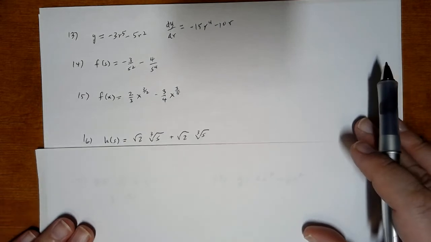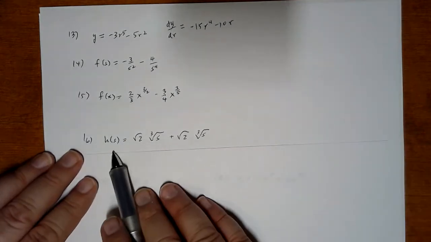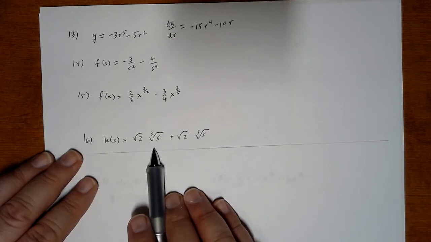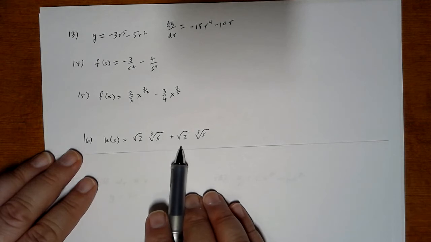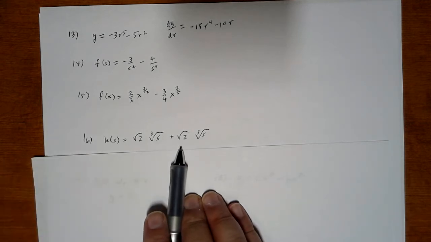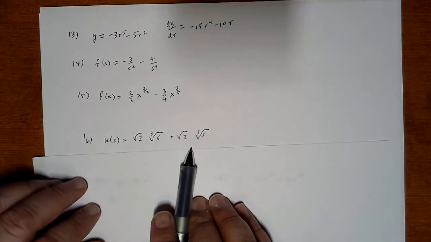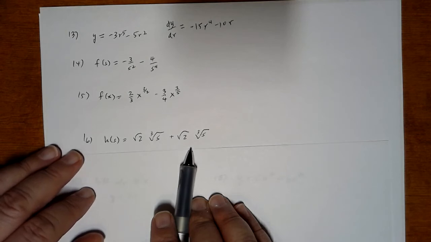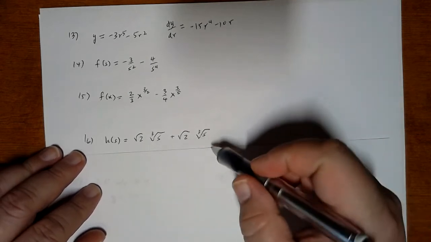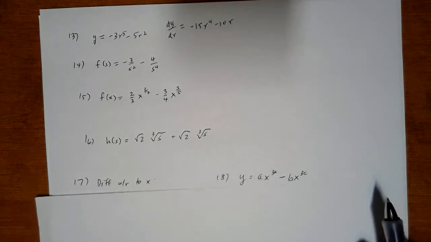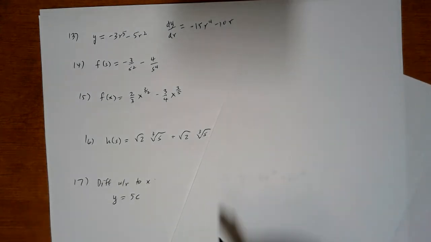Okay. Number 16, h of s is equal to the square root of 2 times the cube root of s plus the square root of 2 times the cube root of s. Okay, you might notice that was the same expression. I actually meant to put a 5 there, but that's okay. How about the next one, number 17?